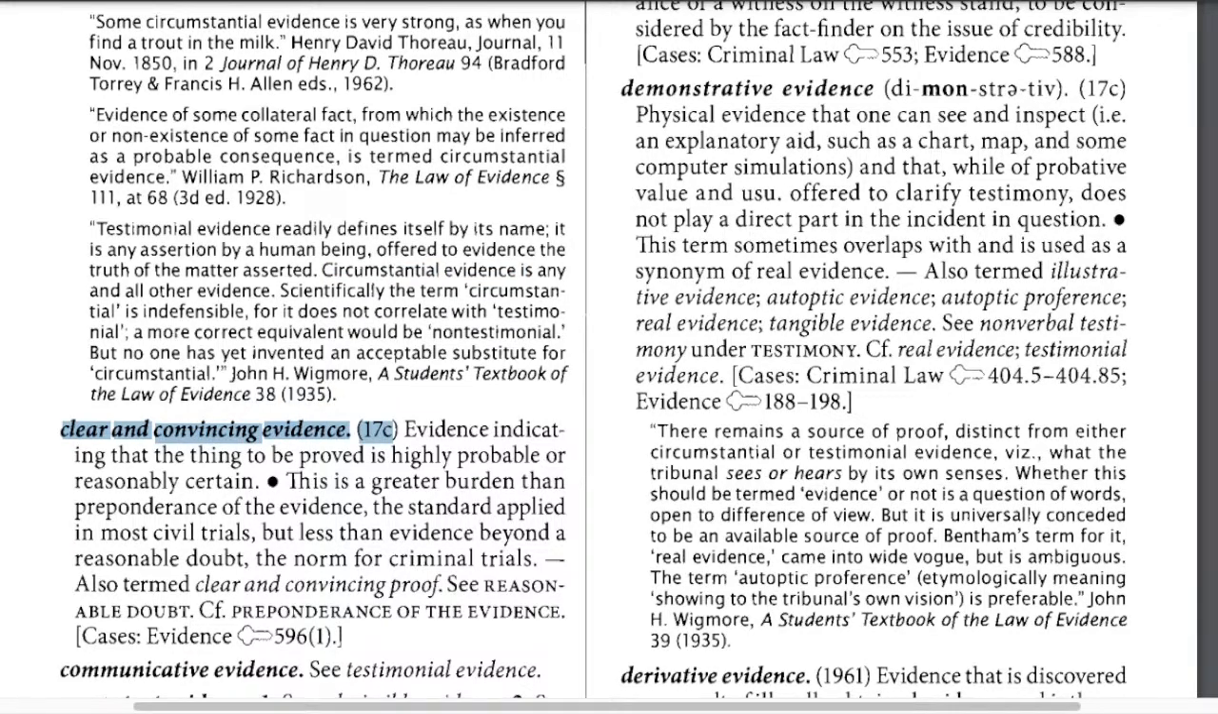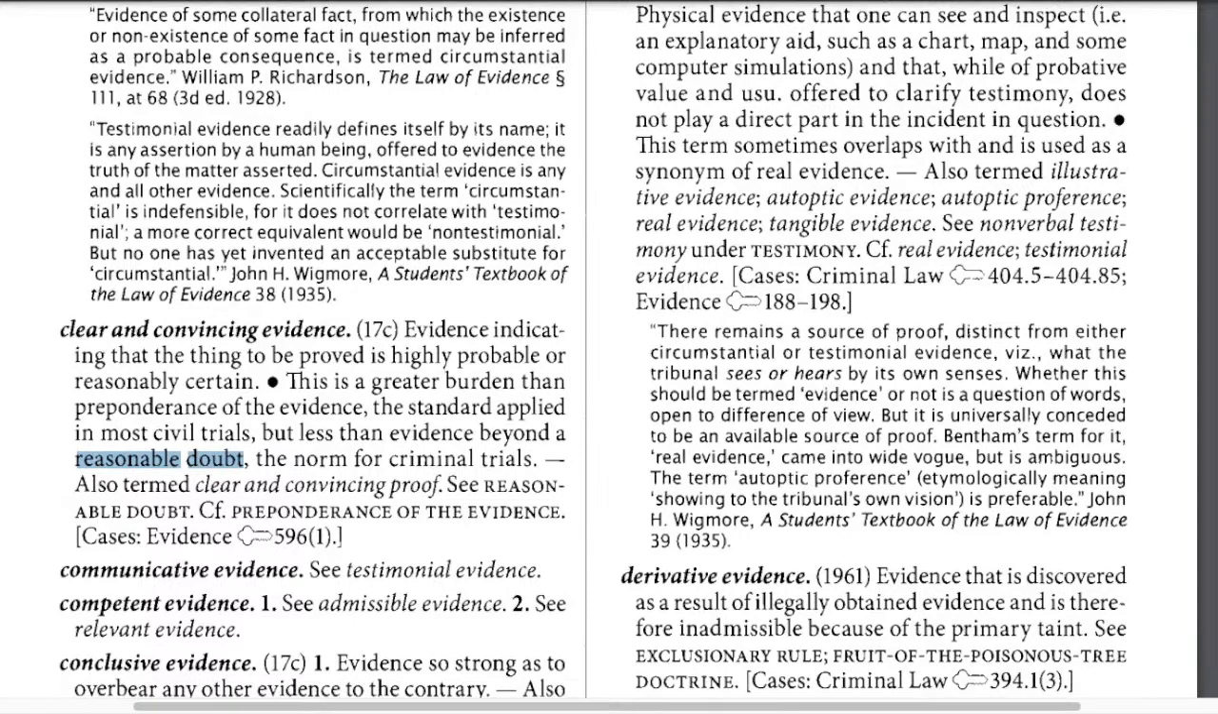Clear and convincing evidence, 17th century: evidence indicating that the thing to be proved is highly probable or reasonably certain. This is a greater burden than the preponderance of evidence, the standard applied in most civil trials, but less than the evidence beyond a reasonable doubt, the norm for criminal trials. Yeah, we hear this a lot. So it's clear and convincing as opposed to beyond a reasonable doubt. So it could be, to some degree, highly probable, not beyond a reasonable doubt. Yep, what a difference. Can be quite a contrast there.